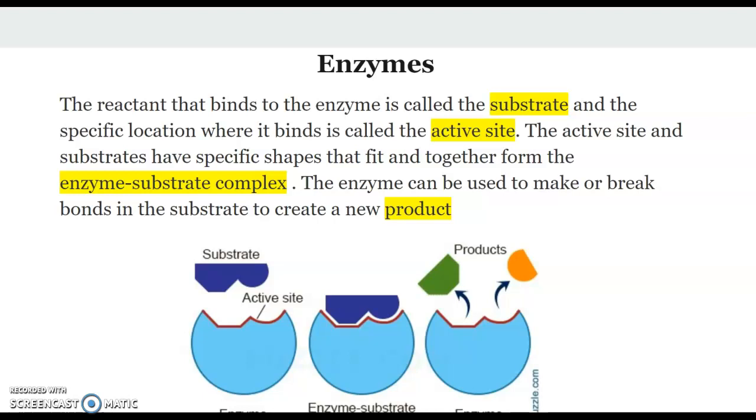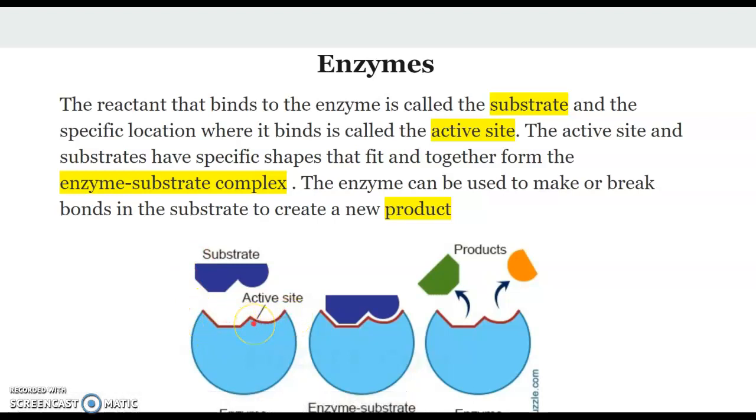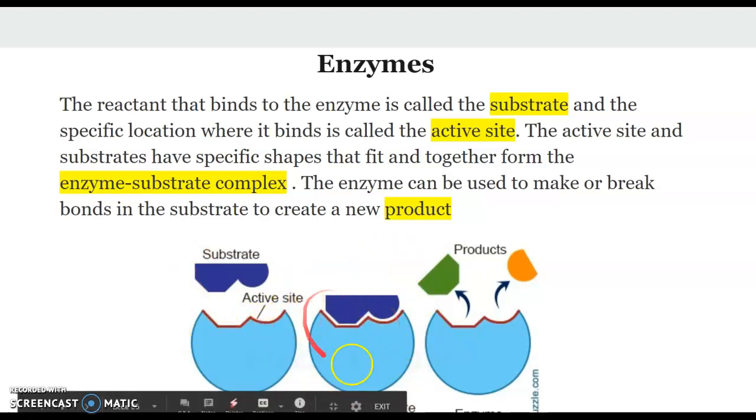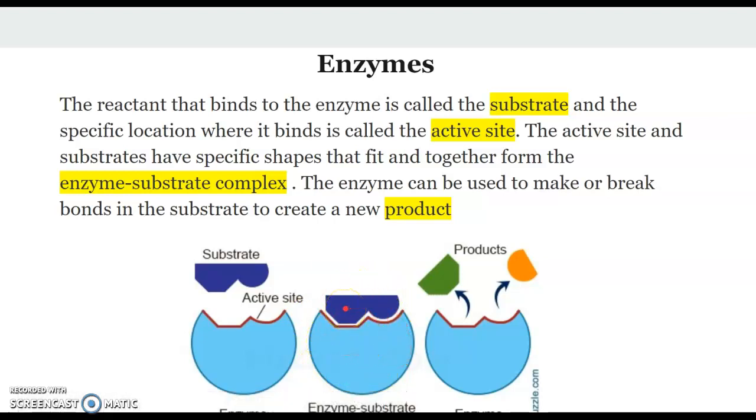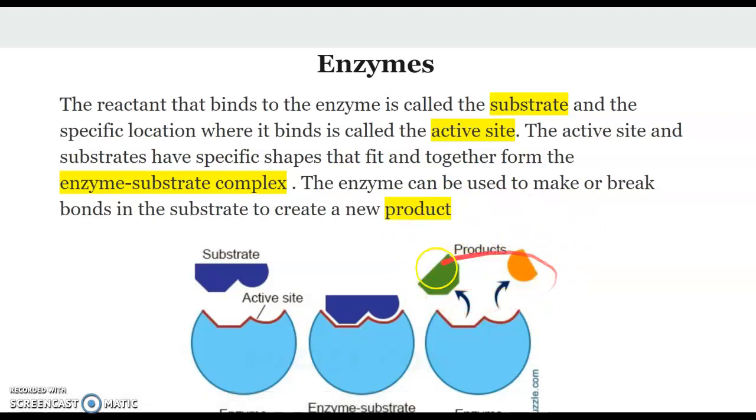Enzymes bind to reactants. The reactant that binds to the enzyme is called the substrate, and the specific location where it binds is called the active site. So the substrate is a thing that's binding to the enzyme. The place where it binds is called the active site, and when they are bound together, it forms the enzyme substrate complex, and after the enzyme works on the substrate, it changes it to create a new product.